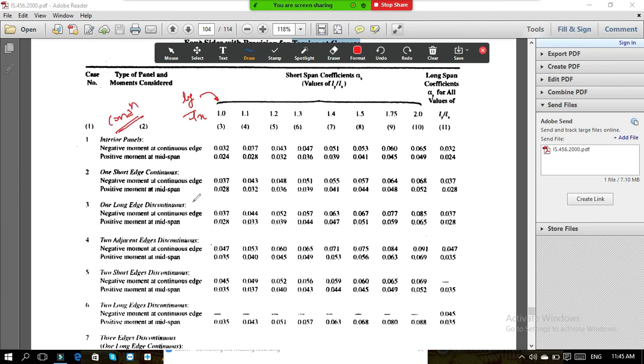We need to see which condition is there in our problem, and if any condition is not satisfied, then we will assume some condition. So here is the short span coefficient alpha x. This is the value for alpha x, and here it is the value for alpha y. For alpha y not many options are there, but for alpha x a wide range of values are there.